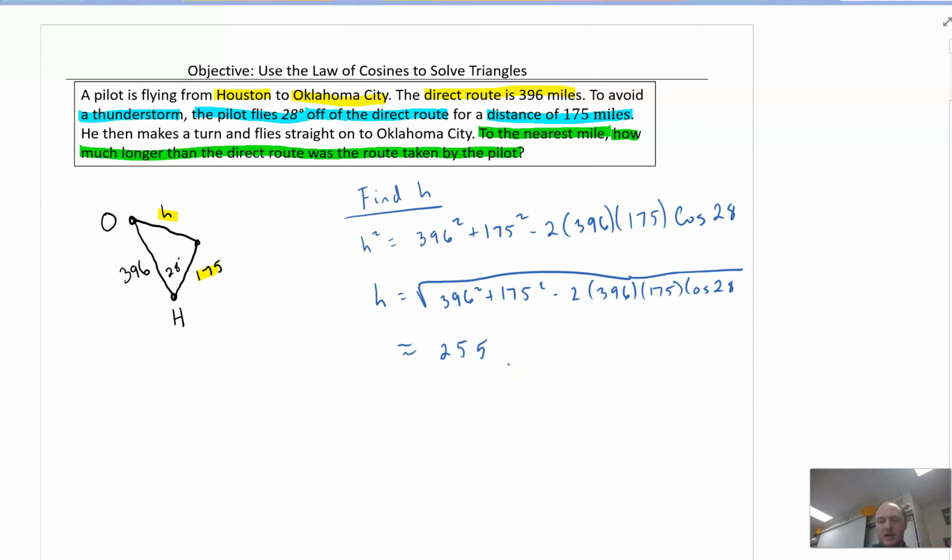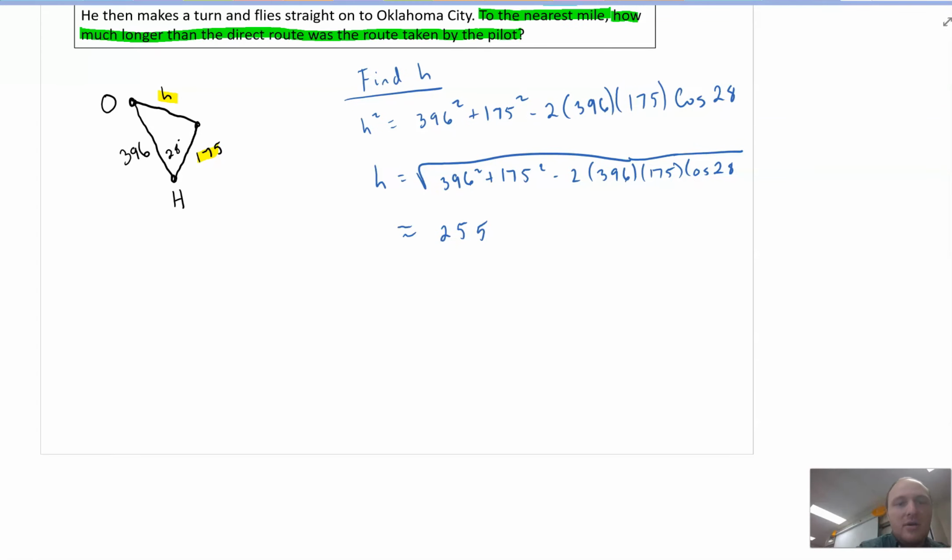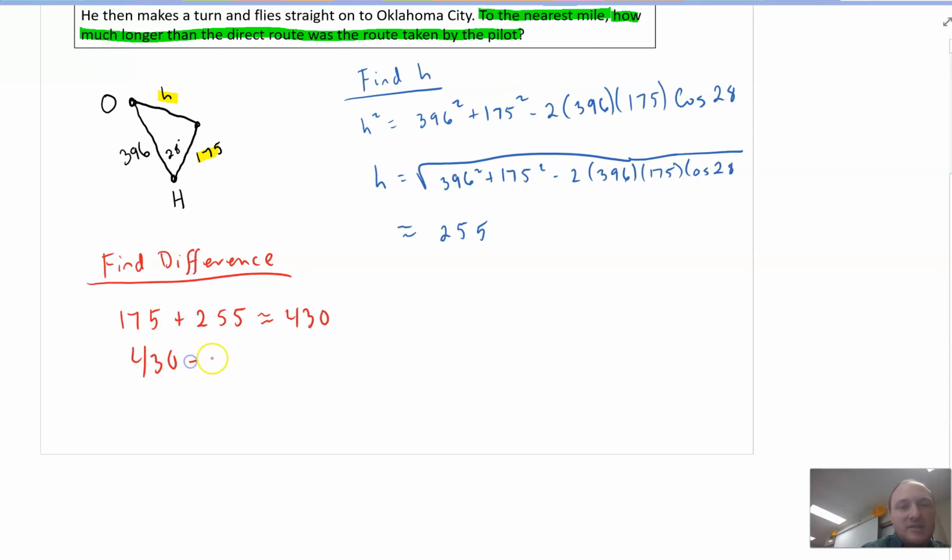255 miles. So if I want to figure out how much longer, now I'm going to find the difference. The difference is going to be 175 plus 255. That's how much was flown approximately, which is 430 miles. Then if I want to figure out the difference, I can take 430 and subtract the direct flight amount, which gives us approximately 34 miles.